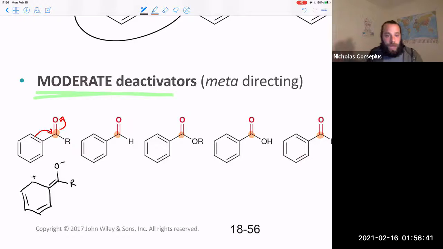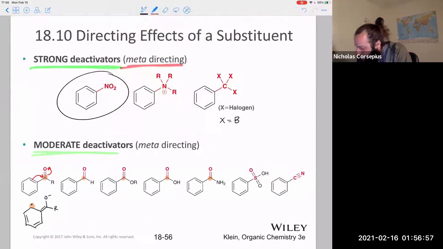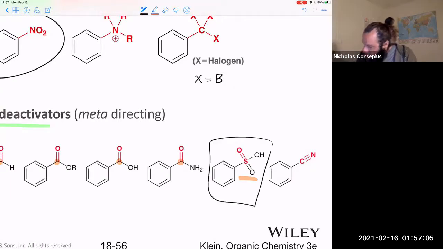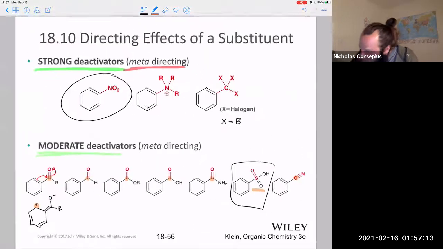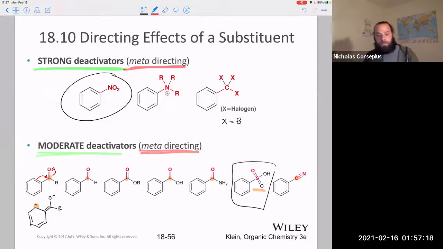And then we can bounce it around, draw all the different resonance contributors. But again, this illustrates the fact that this is a deactivating group because it's taking electron density out of that ring, making it less potent of a nucleophile. Two other groups that would be considered to be moderate deactivators would be the sulfonyl group, which we know how to make, so that's pretty important, as well as if there was a cyano group on the ring, that would be moderately deactivating. All of our moderate deactivators are also meta-directing.